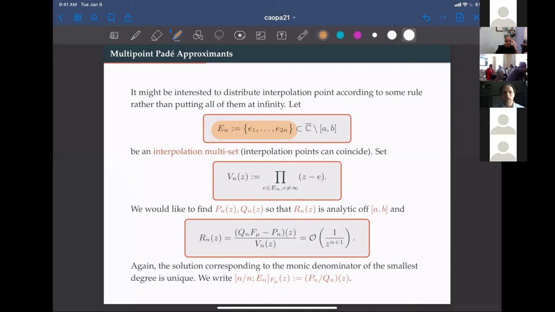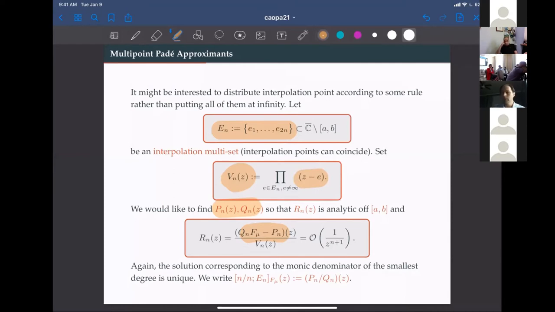possibly at infinity, possibly coincidental. And I will denote by capital V_n the monic polynomial that vanishes at the finite elements of my interpolating set. So if all of my interpolation points are at infinity, V_n is simply identically equal to one. Otherwise, I simply look at the factor z minus e for all e's in my interpolation set. Now, I would like to find a pair of polynomials p_n and q_n of degree at most n, such that I look at my linearized error as before, q_n times mu minus p_n, and then I divide by my polynomial V_n. And what I would like now is that this ratio is analytic off the interval AB and vanishes at infinity with order at least n plus one.